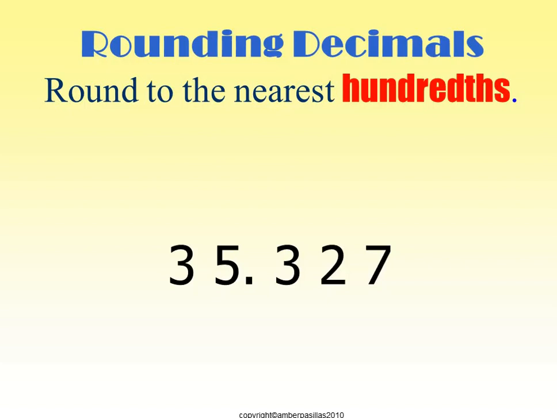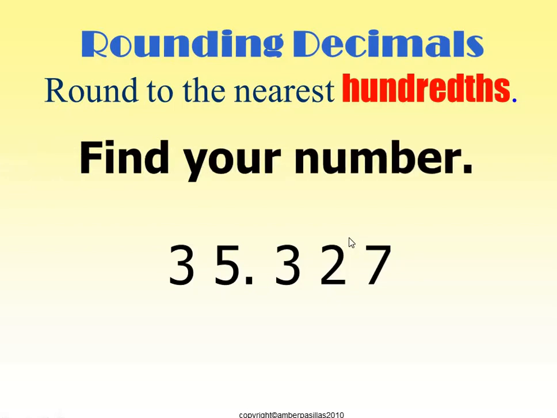Okay, now what about rounding decimals? Same rules, miss, same rules. For example, if they ask us to round to the nearest hundredths, you will ask yourself, since this is a decimal, where is the place of the hundredths? It's not the first, it's the second digit to the right of the decimal point. So what you will do, you will circle it, as you can see here.